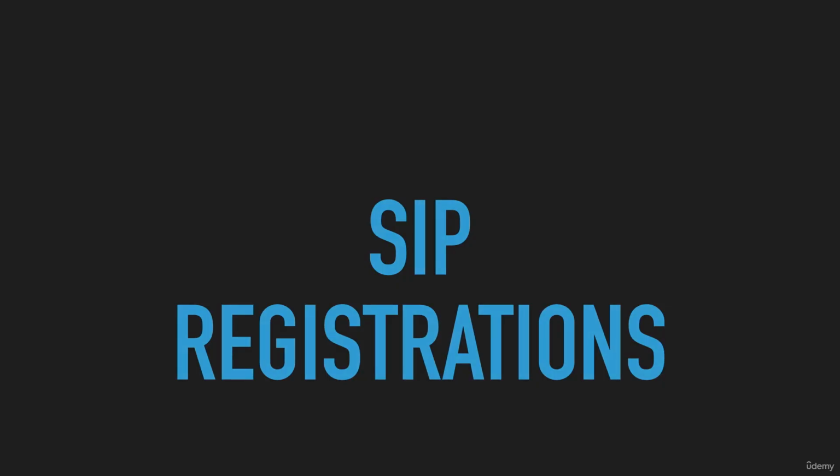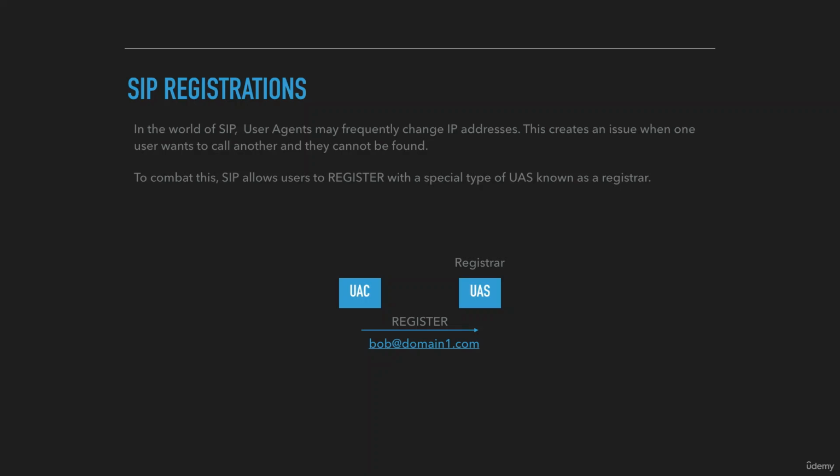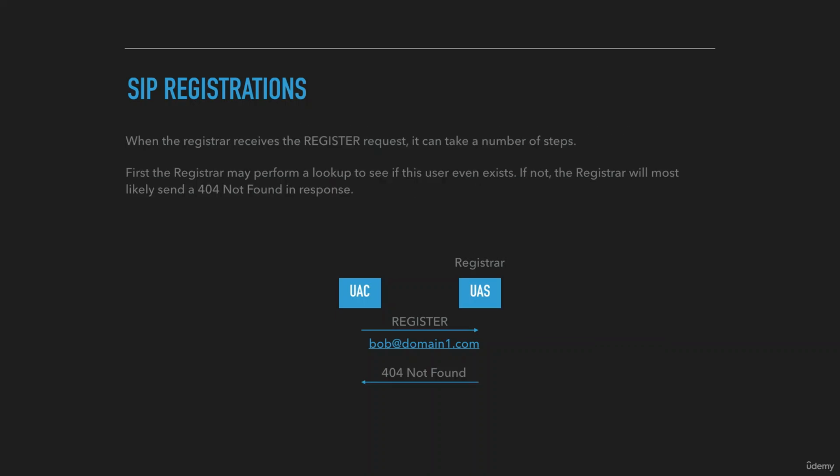SIP registrations. In the world of SIP, user agents may frequently change IP addresses. This can create an issue when one user wants to call another and they can't be found. To combat this, SIP allows users to register with a special type of user agent server known as a registrar. When a registrar receives a register request, it can take a number of steps. First, the registrar may perform a lookup to see, does this user even exist?